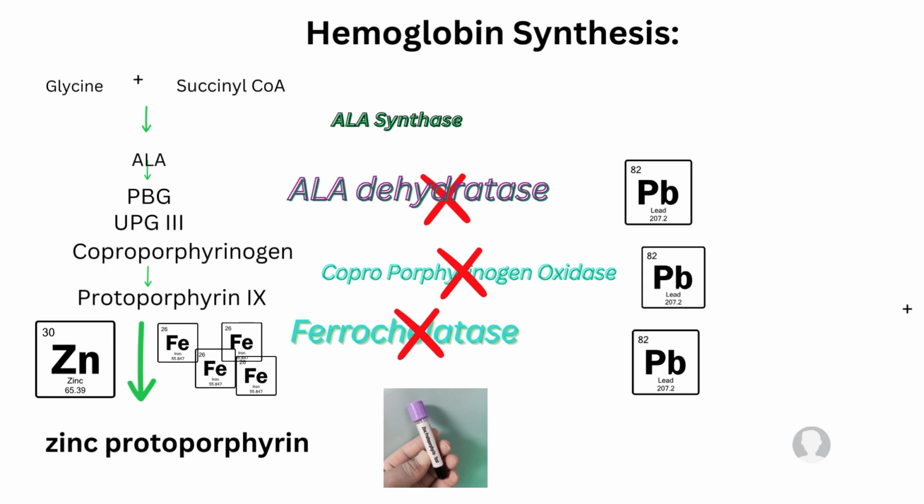We may ask, what does zinc protoporphyrin have to do with hemoglobin disorders? When there is an inhibition of ferrochelatase and iron is not chelated, zinc competes with iron to chelate to protoporphyrin, forming zinc protoporphyrins. This also happens in iron deficiency anemia.